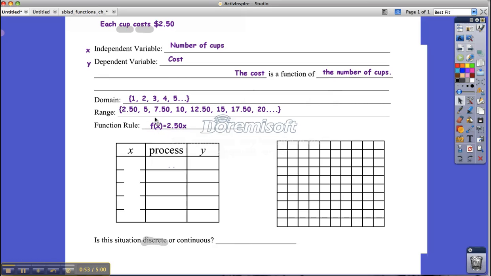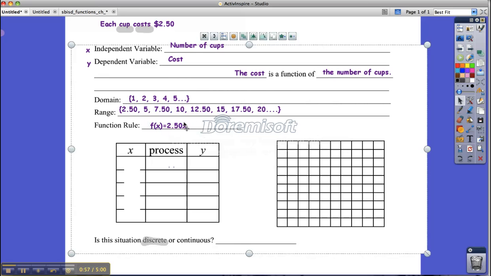So this is saying the cost equals $2.50 times x. So really, there's nothing different about this rule except for instead of using y, we're using f of x. The function of x is what f of x stands for. And when you use the graphing calculators, this is what you're going to see. It will never ask you what y equals. It'll ask you what the f of x is.